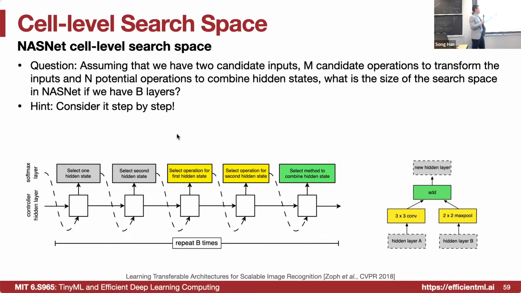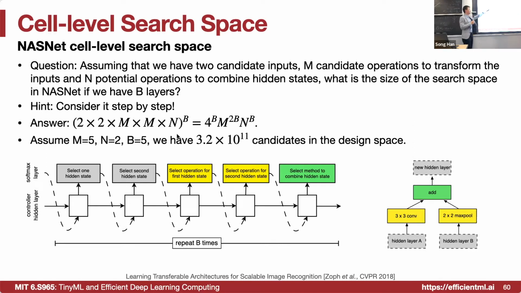So we have to decide these 5 items one by one, right? We have 2 possibilities here from the previous layer versus the layer before the previous layer. So 2 choices here, 2 choices here. And then we have m candidate operations here. Finally, we have the n potential operations to combine them. So we just multiply them together, right, to the power of B.